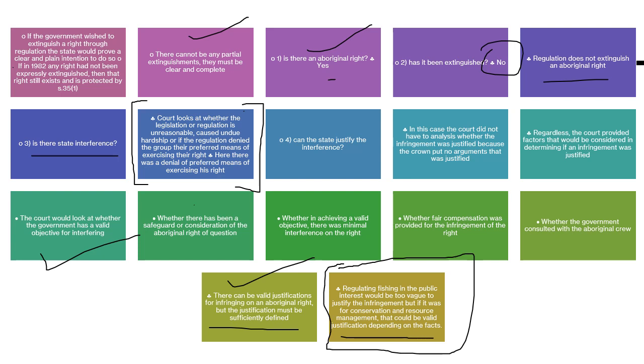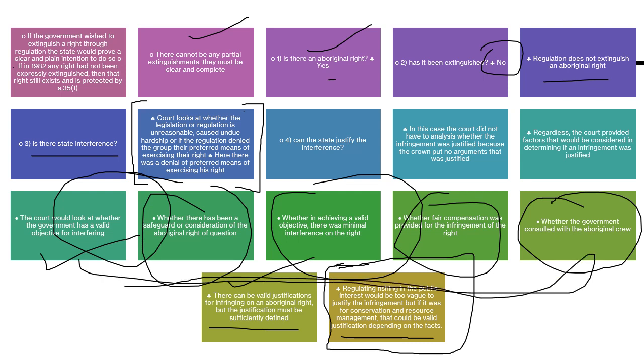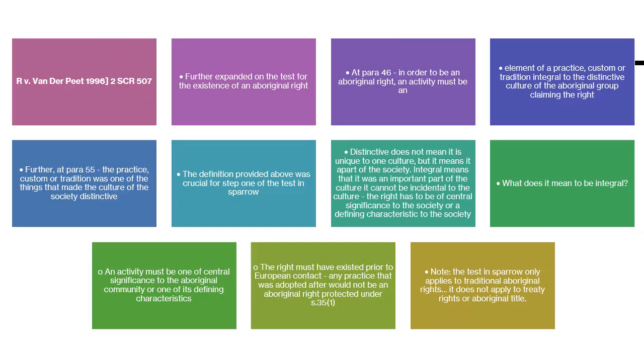So here there was no clear-cut answer, but the court made one thing clear: if these last four or five things are achieved, then the government can say that there was a valid interference. But if these things are not fulfilled, then there is no valid interference and it is unconstitutional. The government has to take back that decision.